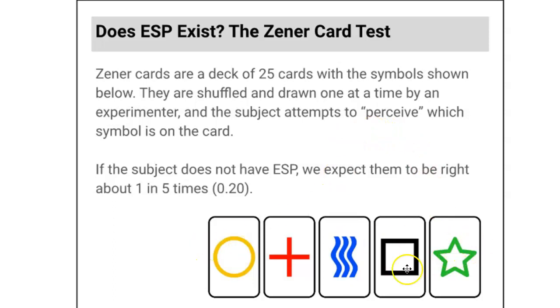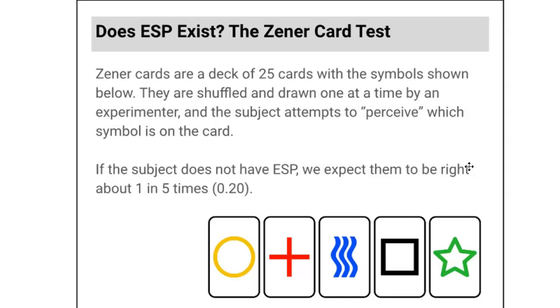They are shuffled and drawn one at a time, and there's 5 copies of each card in one Zener card deck. So I draw a card, and I hold it to myself, and I look at it myself, and I say to you, what is this card? And it could be a circle, it could be a plus, could be wavy lines, could be a square, or it could be a star. Anyway, the idea is that I look at it and I can see it, but you can't. So if you guess it correctly, that means you're using ESP.